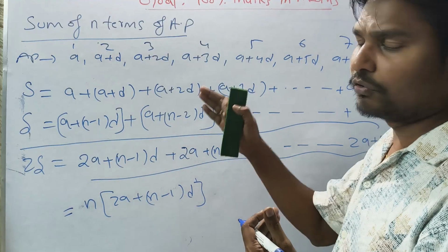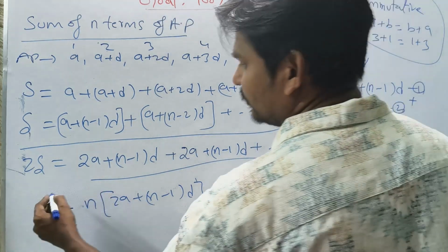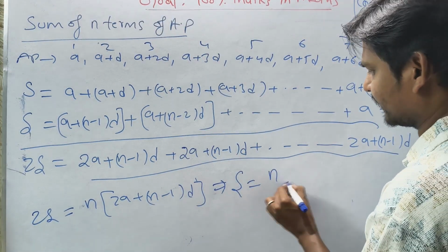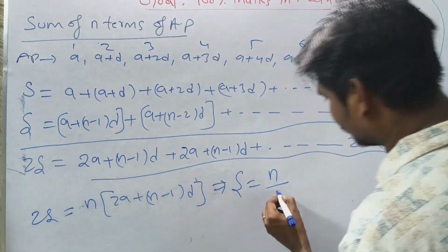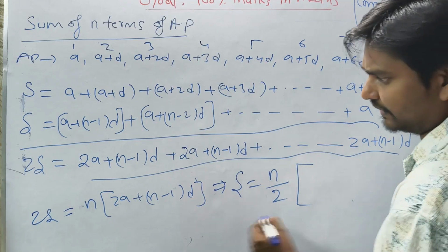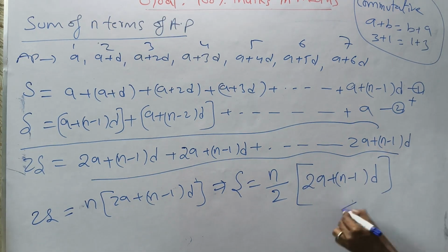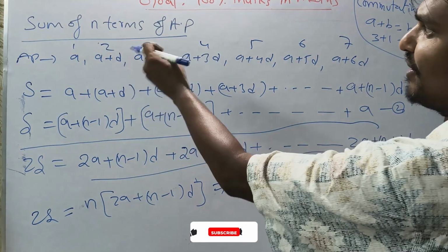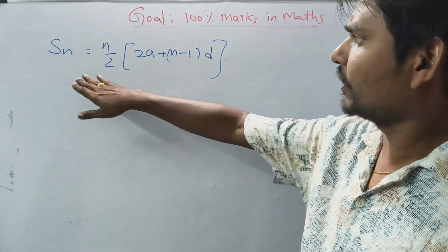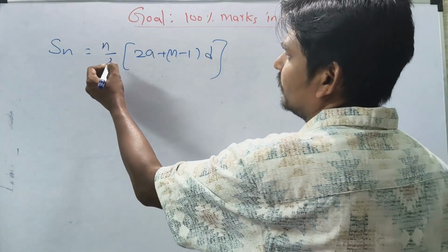That was the sum of the first 50 natural numbers. So like this here also. Now 2s is equal to this, so s is equal to n by 2 times, after transposing this side, dividing, 2a plus n minus 1 into d. This is the formula for the sum of n terms of an AP. Clear? Right? Now we already know the derived formula: the sum of n terms of an AP is n by 2 what?